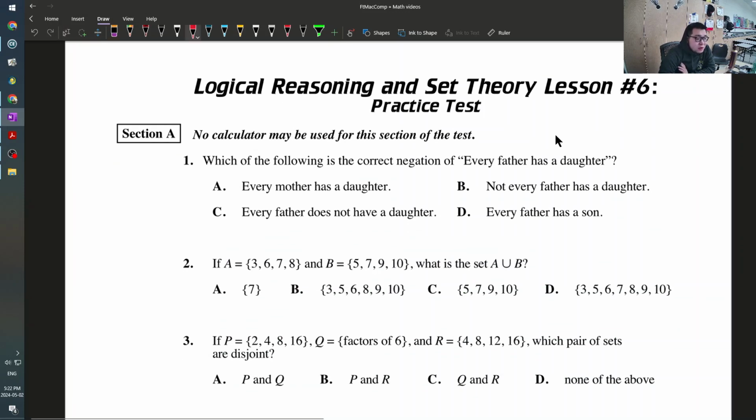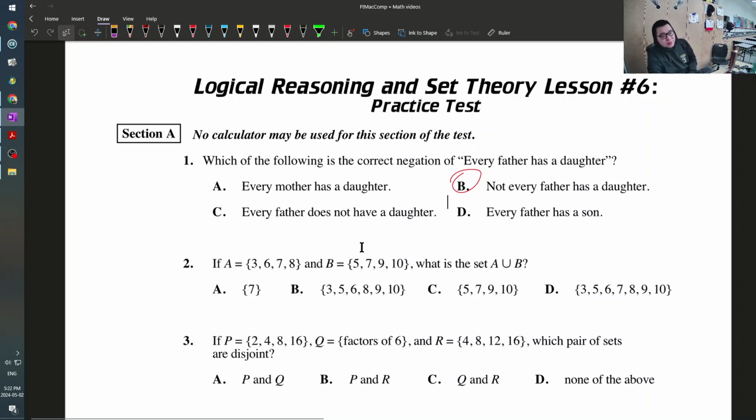Okay, which of the following is a correct negation? Every father has a daughter. So the correct negation, you just go directly, you just say, put a no in front, right? Not every father has a daughter. So one is B.